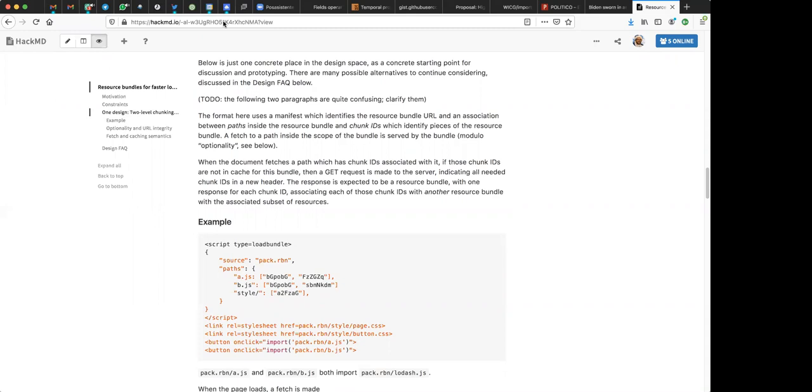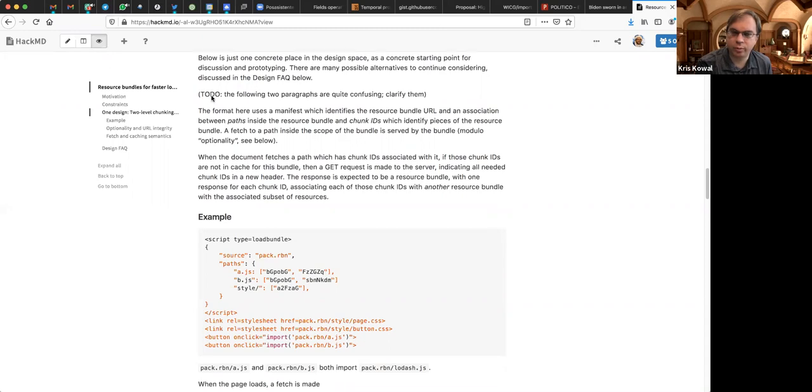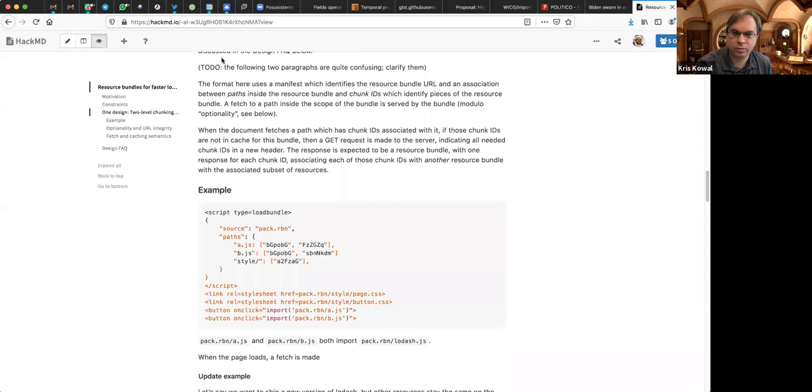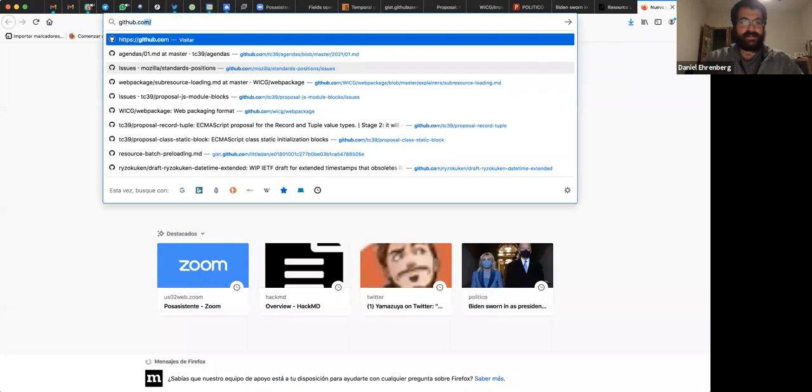Okay. I'm trying to think here. It's a lot to take in. There's also, taking a step back, the matter of the archive format for the bundle. Do you have discussion of the archive format here? Daniel, in a different document, I have that. Let me open that up.